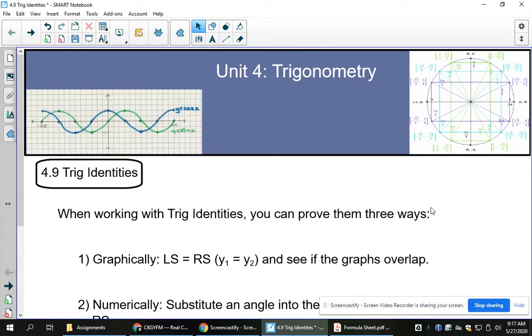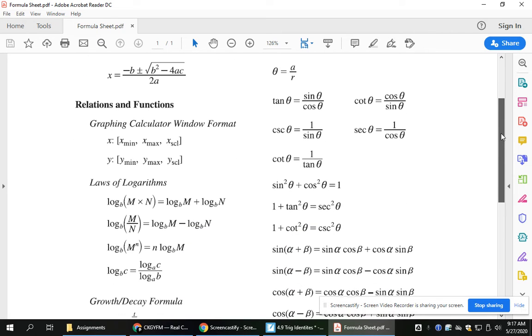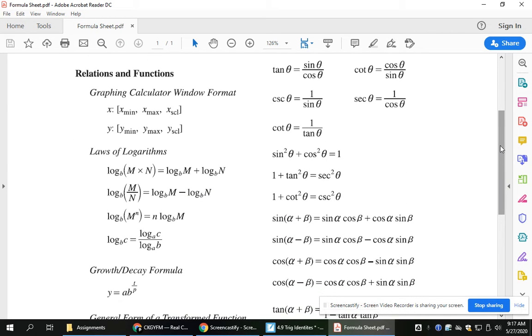So first of all, let's look at the formula sheet. There was this whole trigonometry side of the formula sheet, and it's quite big. We have looked at the first few, so we know that tan is sine over cos. We know the reciprocal trig functions or the companion trig functions, but we're looking today at, if you can see where my cursor is, the Pythagorean identity and some other identities.